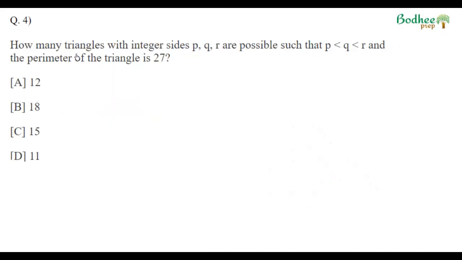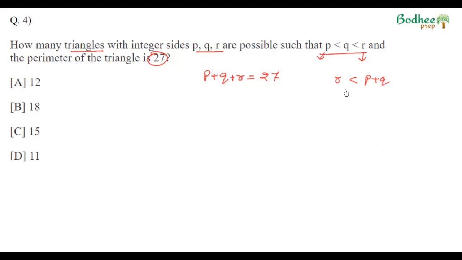Now in this question it says that we have to find the number of triangles which have integral sides such that all three sides are of different length, where R is the largest side and P is the smallest side, such that the perimeter is 27. So P plus Q plus R is the perimeter, which is equal to 27. And to ensure that the triangle is formed using the lengths P, Q and R, we have to use the logic that the largest side should be less than the sum of the other two sides.